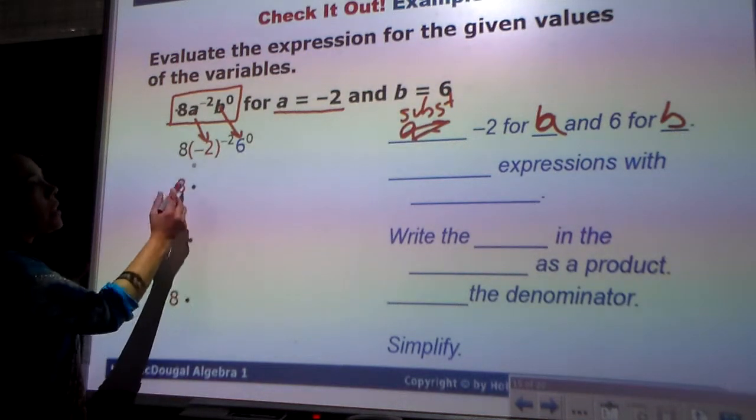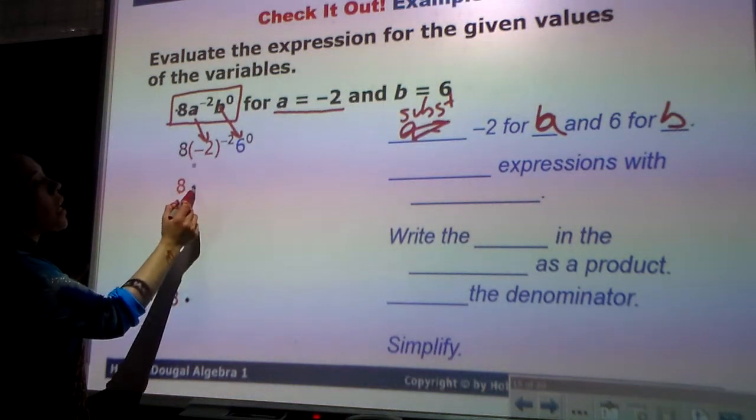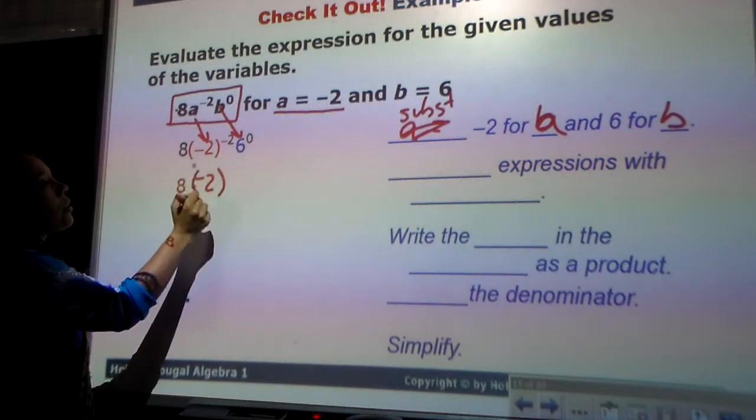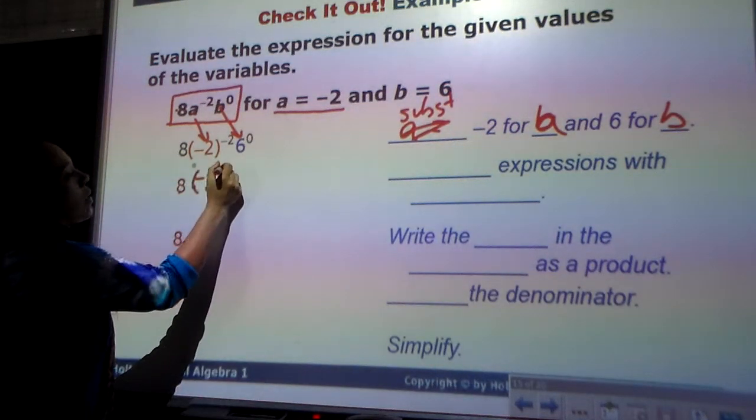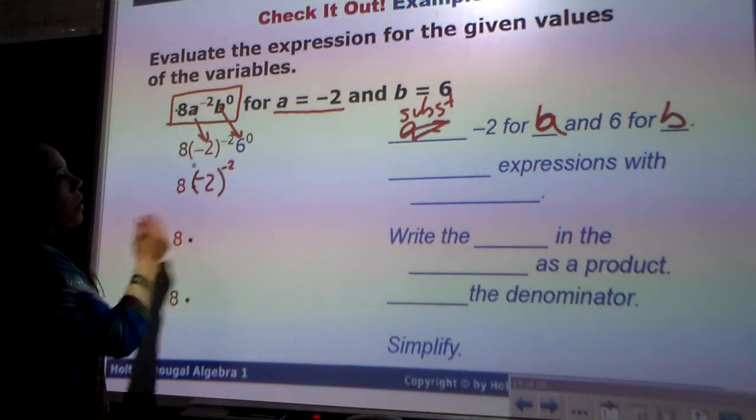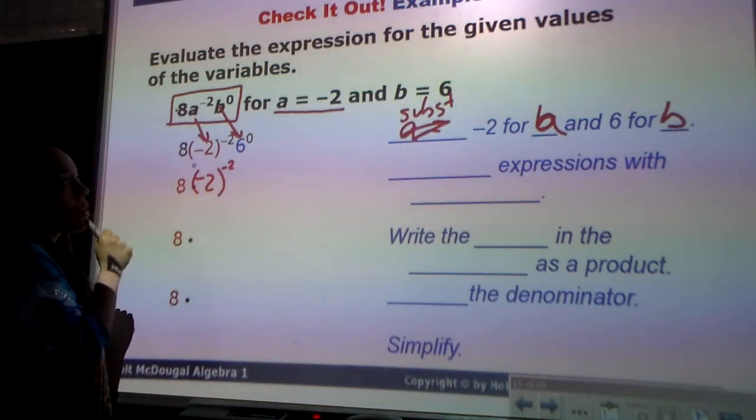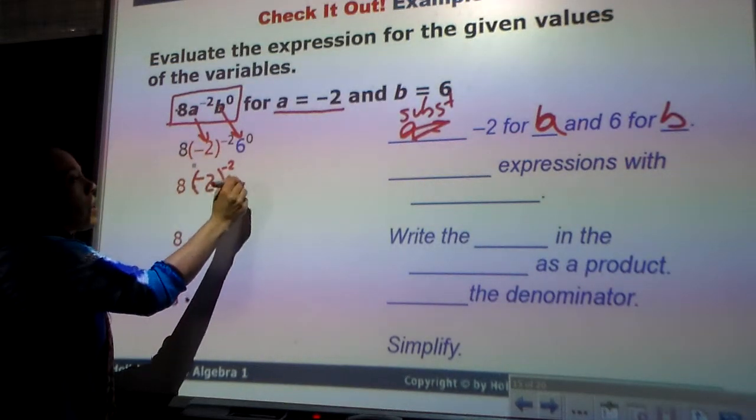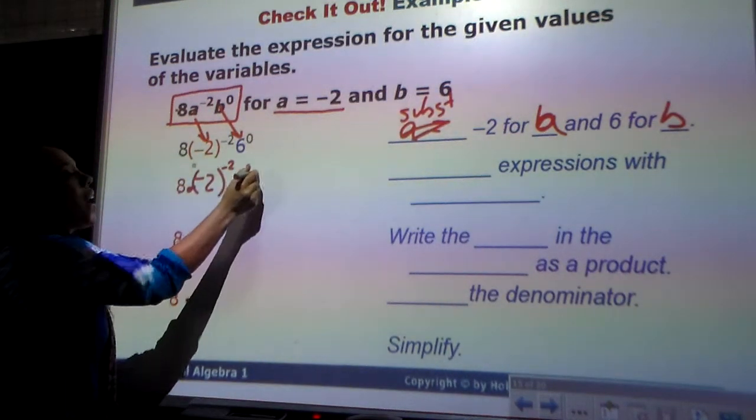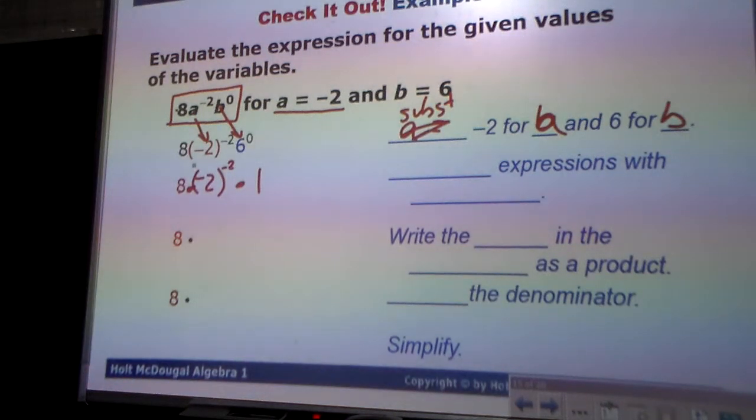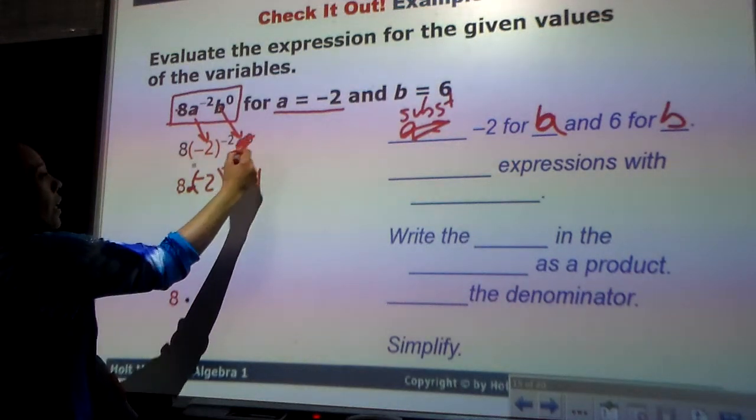So the first thing I notice, 8 times negative 2 to the negative 2 power, and 6 to the 0 power. What is 6 to the 0 power? 1. Anything to the 0 power is 1. Okay? So when we come over here, we handled this business already.